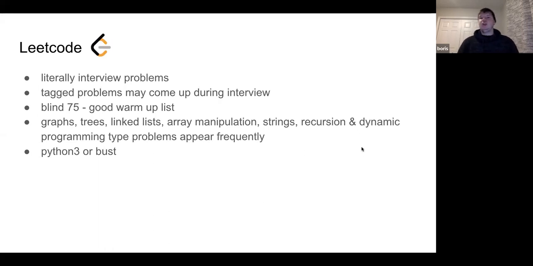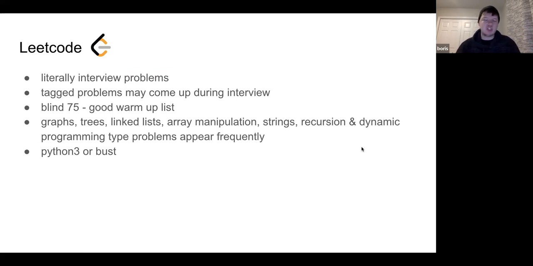Okay, so LeetCode. What is LeetCode? I know I've said it like 5 times by now. LeetCode is literally interview problems. It's basically a database of problems that allows you to write code and check if it solves the problem.